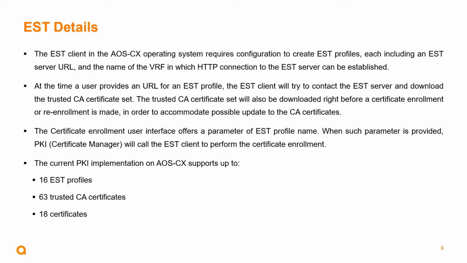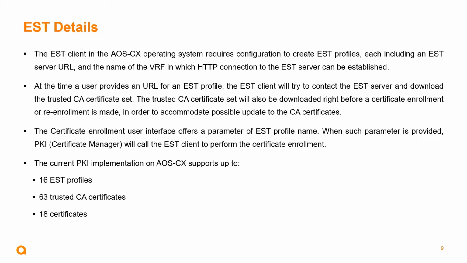Once this configuration is made, the EST client in the switch will try to contact the EST server, and first it will download the trusted CA certificate. The trusted CA certificates will be downloaded not only during the initial configuration phase. Every time we do a certificate enrollment or re-enrollment, we will try to download it again. The reason is that if there are possible changes to a CA certificate, it has to be downloaded again.